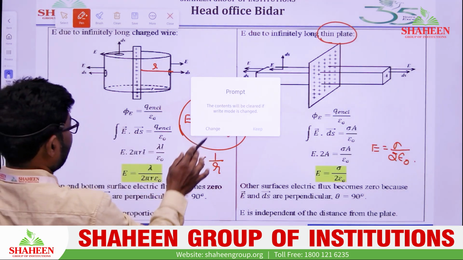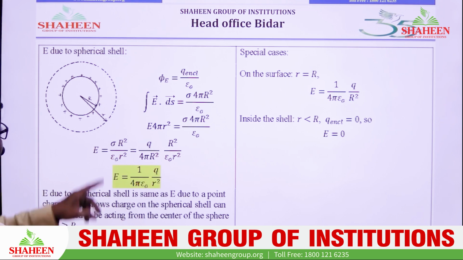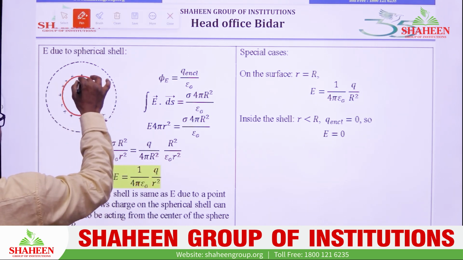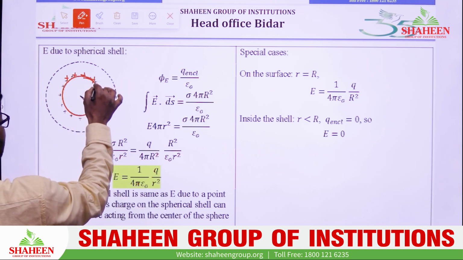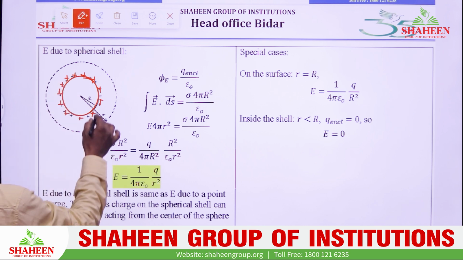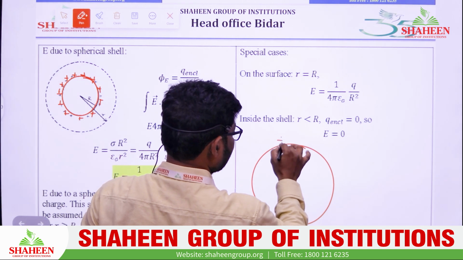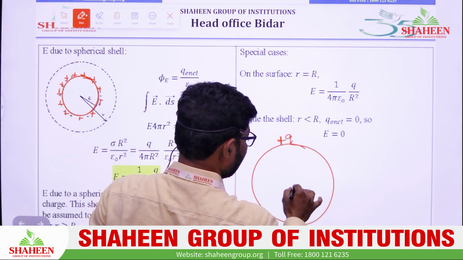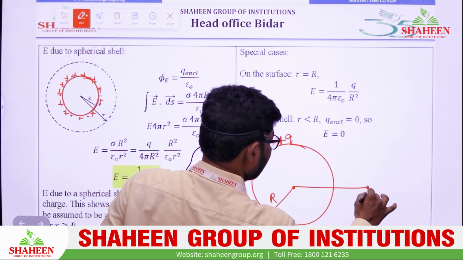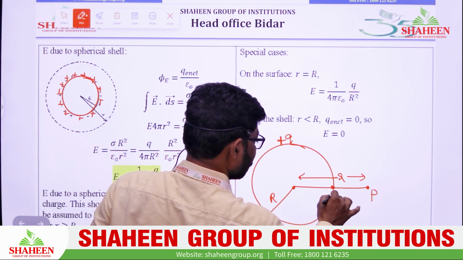Let us go for one more application: electric field due to a spherical shell. There is one spherical shell carrying charge. Charge always resides on the surface of the conductor, from the property of the conductor. So we have to find the electric field. Let us assume the radius is R, at a point outside at a distance r. What is the electric field, and on the surface, what is the electric field?